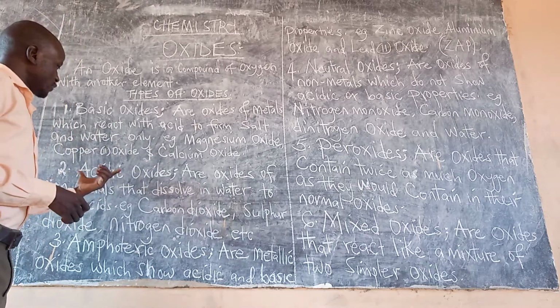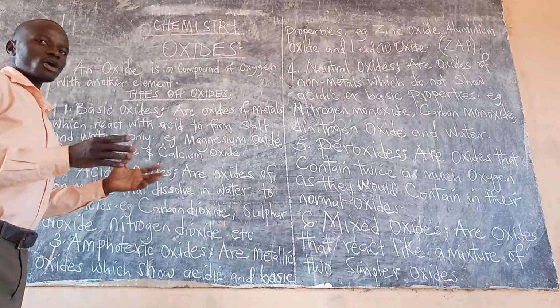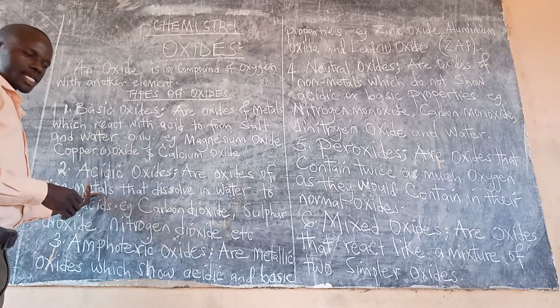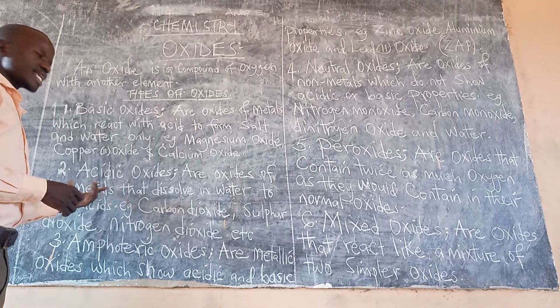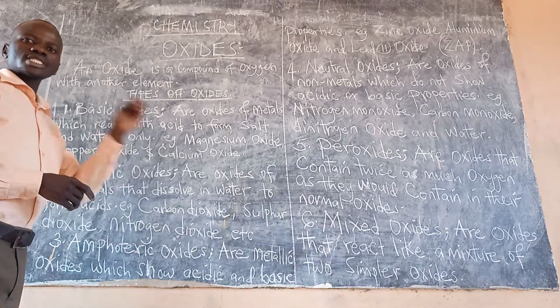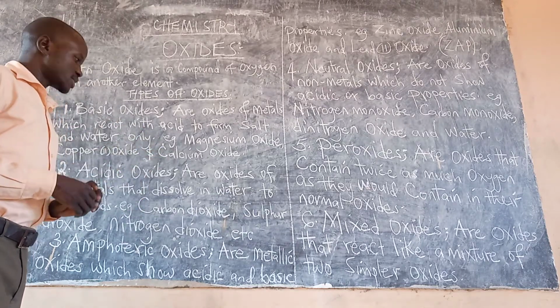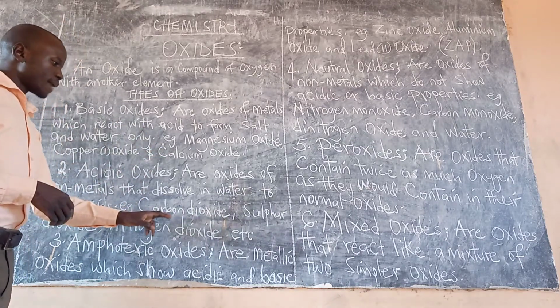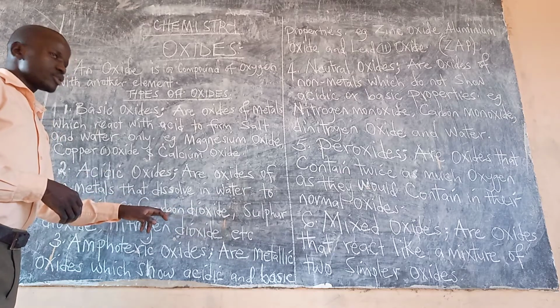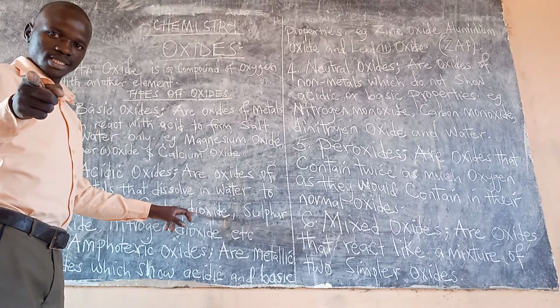Number 2, we have the acidic oxides. Acidic oxides are the oxides of non-metals that dissolve in water to form acids. Those oxides of non-metals that when you dissolve in water, you get an acid. Example, we have carbon dioxide. When you dissolve carbon dioxide in water, you get carbonic acid.